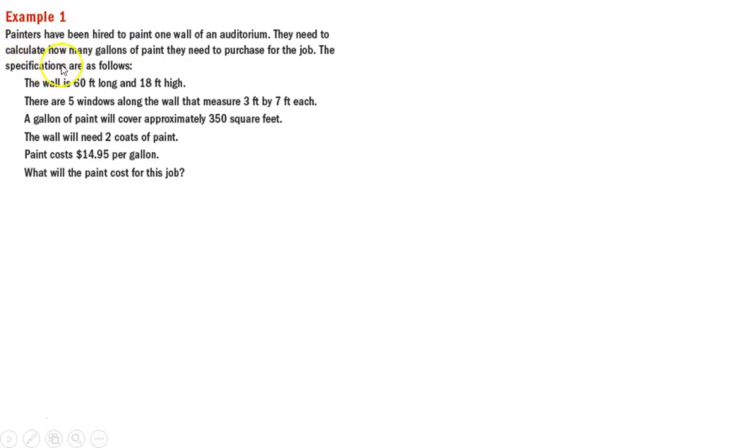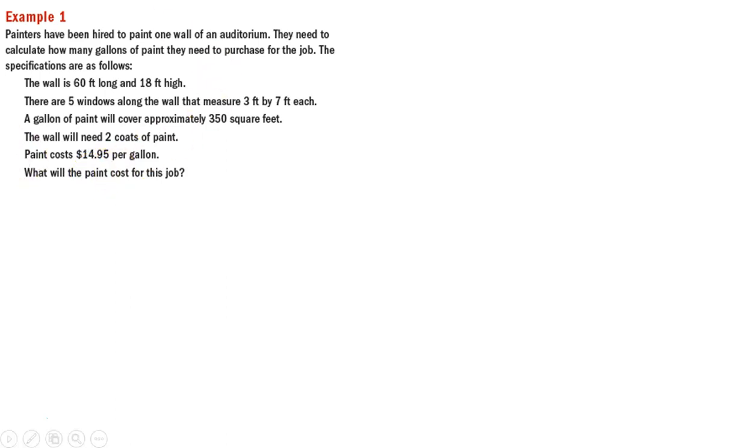And the specifications are as follows. The wall they're going to paint is 60 feet long and 18 feet high. There are 5 windows along the wall that are 3 by 7 feet each. A gallon of paint will cover approximately 350 square feet. The wall is going to need 2 coats of paint. One's not going to be good enough, so they're going to need 2. And the paint costs $14.95 per gallon, and we want to know what this is going to cost. So how much money do we need for the paint for this job?